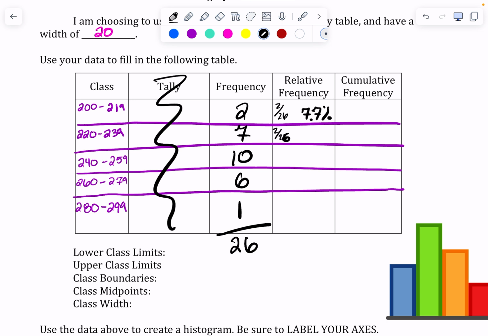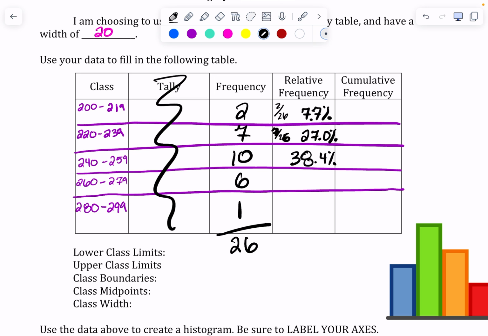7 out of 26? 27%. It's like 26.9, so it rounds to 27.0. I did 26.6 divided by 26, and that is 38.4%.